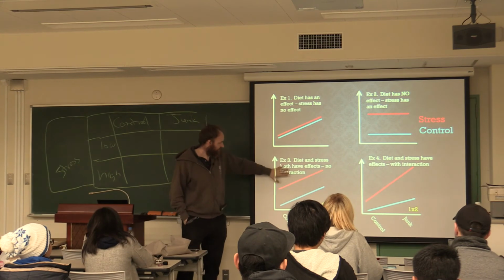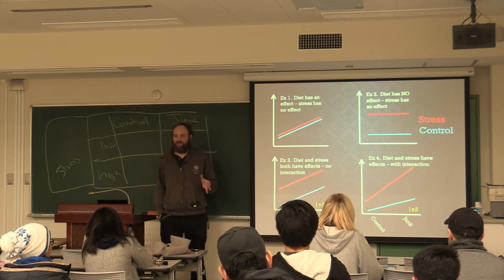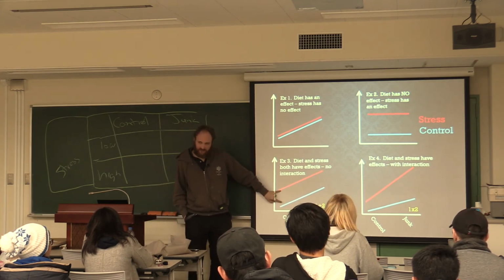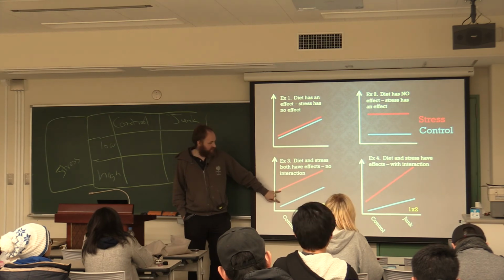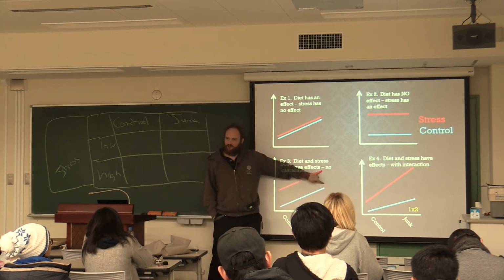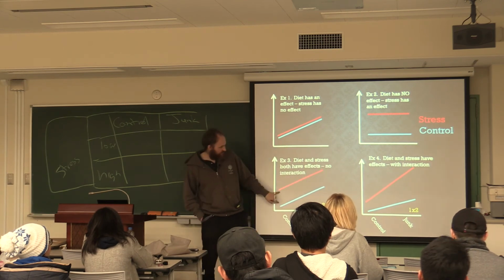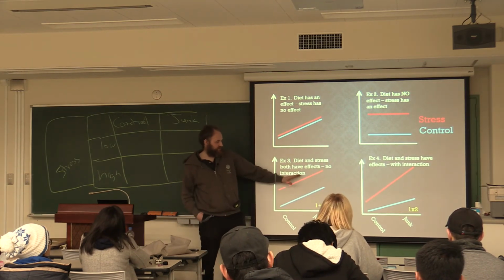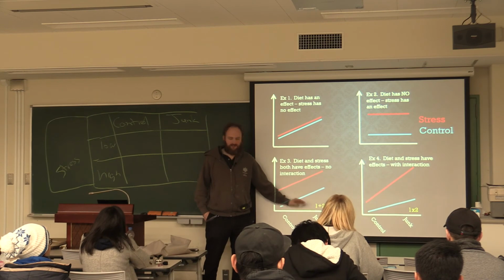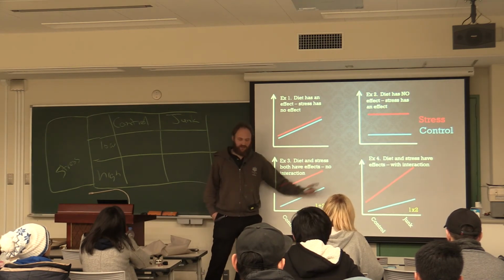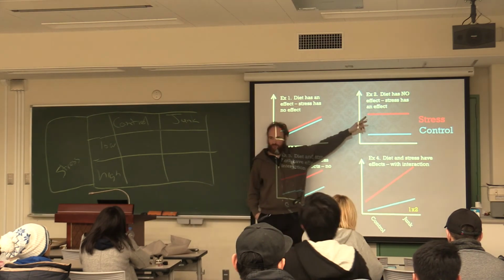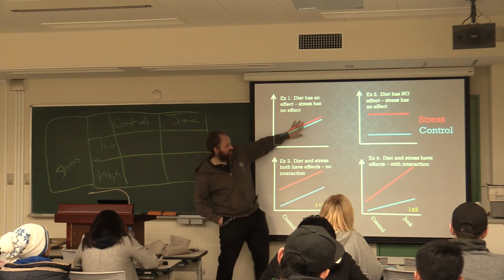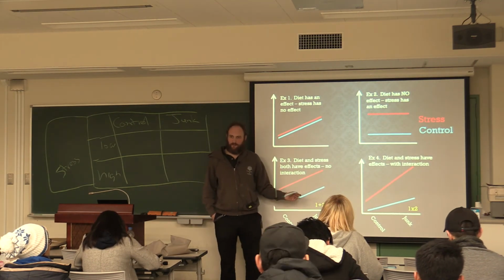Okay. Example 3. Diet and stress both have effects, but there's no interaction. Okay? So the mice which are fed control mouse food are lighter than the mice which are fed junk food. Right? If you give them junk food, they get heavier. Yeah? Okay. But also stress has an effect. The stressed mice are heavier than the control mice. So these lines are parallel. And this is essentially 1 plus 2. This added to this. Right? If there's no interaction, you can add these together to get this.